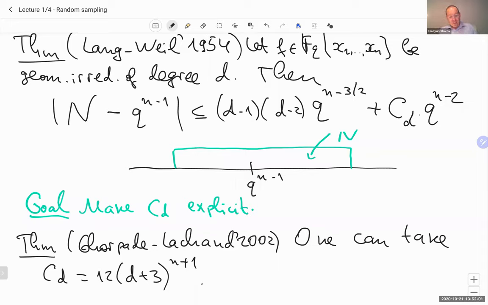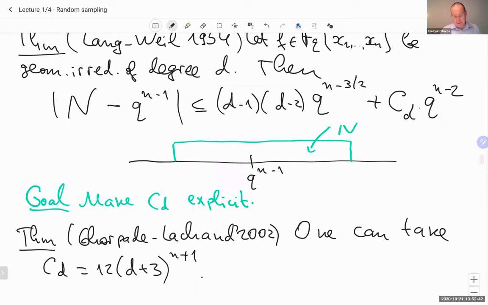So they prove this. Now, their goal is not to give a bound on CD. They prove a lot more in their article. They use advanced l-adic cohomology techniques, and they give bounds on Betti numbers, and then prove generalizations of Lefschetz trace formulas, theorems that were proven for non-singular complete intersections. They generalize them for possibly singular complete intersections. They do a lot of work, and an outcome of their work is that one can take CD to be 12 times (D plus 3) to the n plus first power.